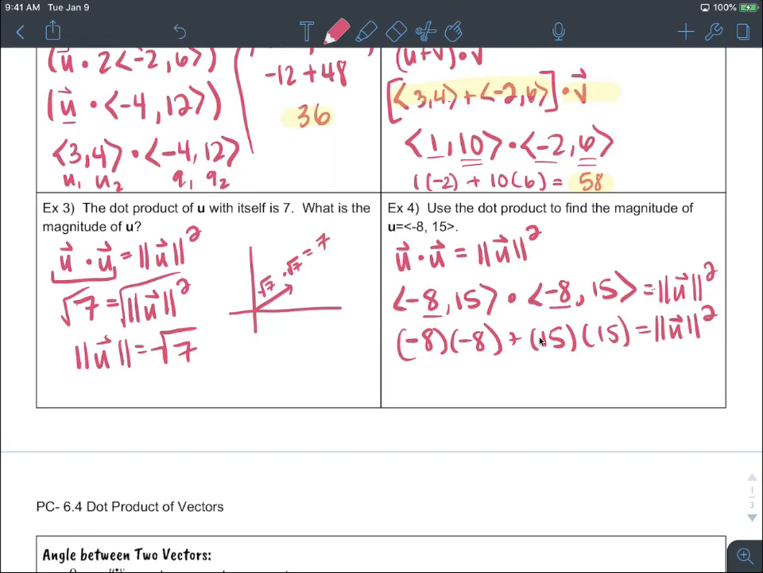Hey, doesn't this look familiar? Yeah, Pythagorean theorem. Okay, so when I add these together, I get 289 is equal to the magnitude of u squared. And then, so square root, I get the magnitude of u is equal to 17.